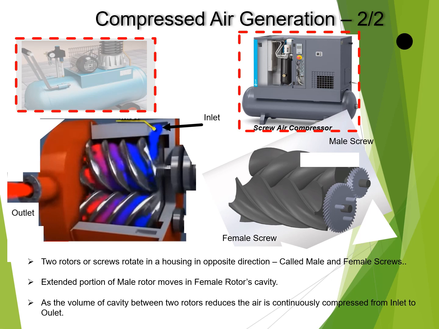Second type of air compressors we are discussing is screw compressor. In a screw compressor, two interlocking rotors rotate in a housing in opposite direction as can be seen from this picture.